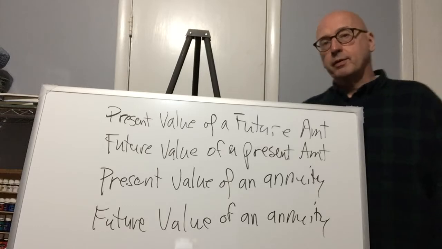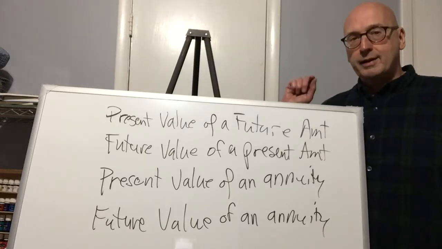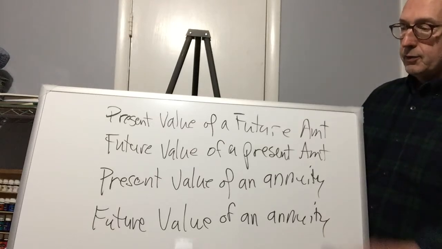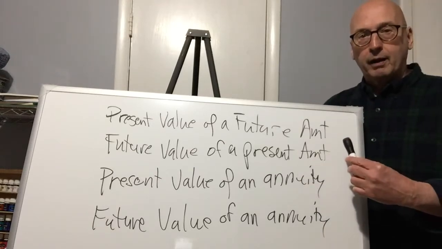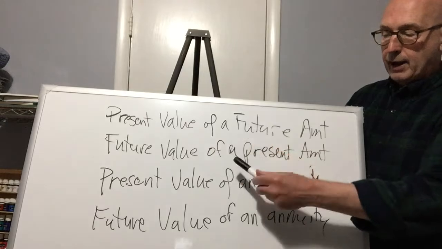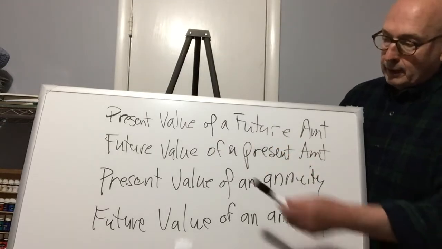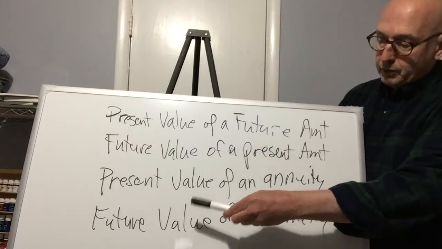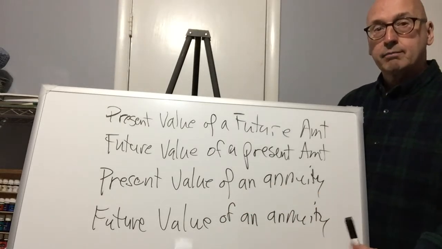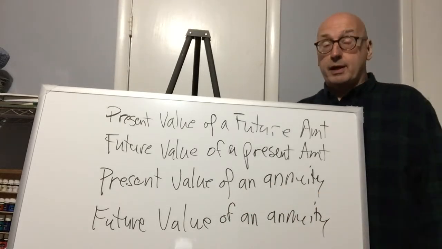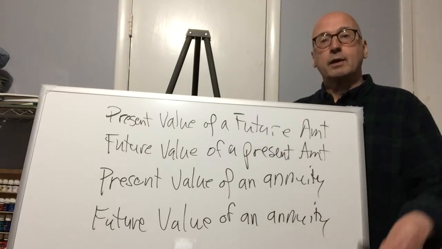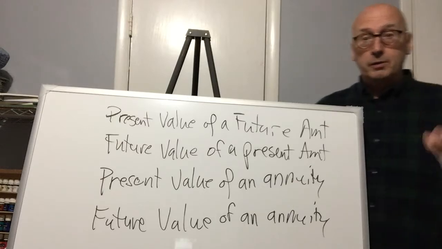Now, remember, there's only four types of problems, basically. There's the present value of a future amount. There's the future value of a present amount. There's the present value of an annuity. And there's the future value of an annuity. The only other issue that can come into play is whether it's an ordinary annuity or an annuity due.